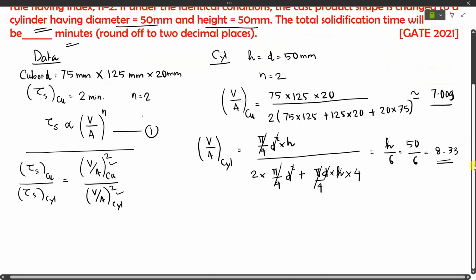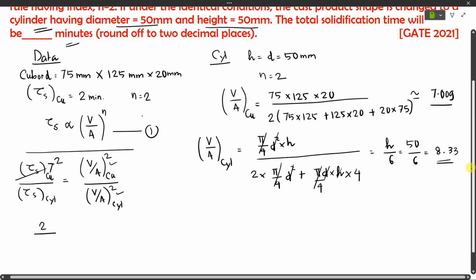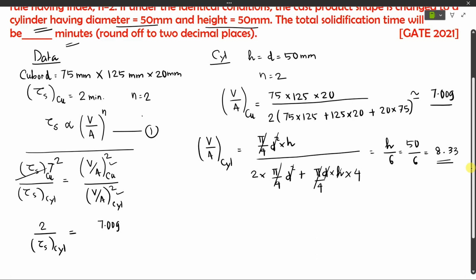Now we'll use these two values in this particular equation. Here we know that the solidification time for cuboid is given as 2. So 2 divided by the solidification time for cylinder, which is asked in the question, is equal to V by A for cuboid, which we have already calculated as 7.009, by 8.33, whole square. If we simplify the expression, the solidification time for cylinder will come to be 2.82 minutes. And this is the answer. Thank you.